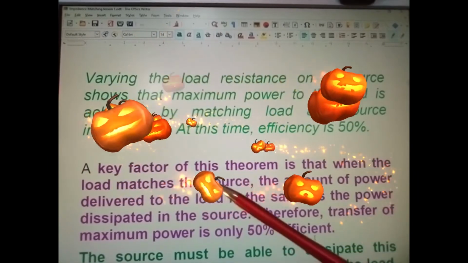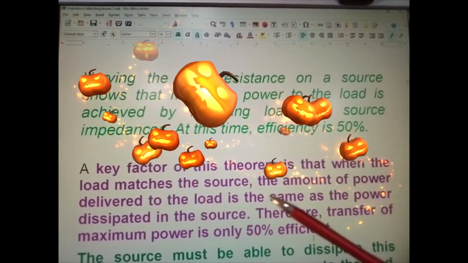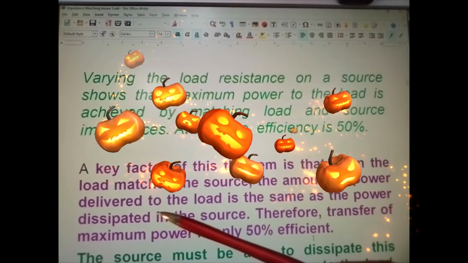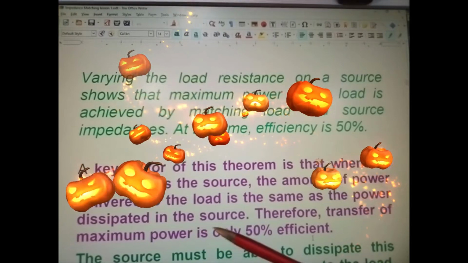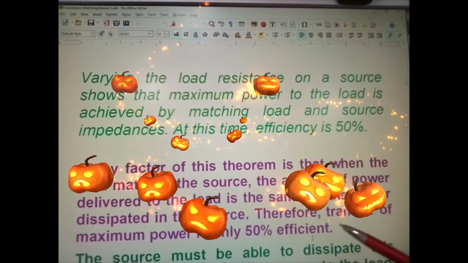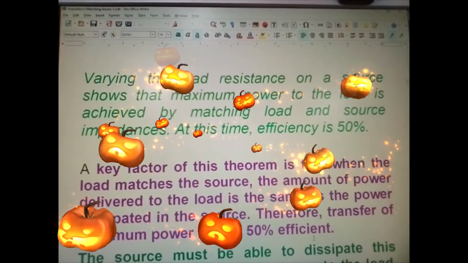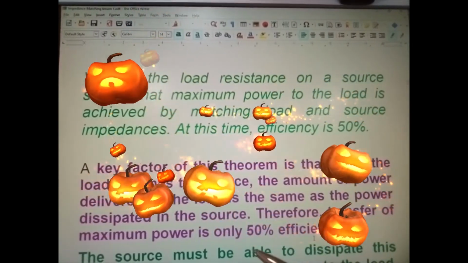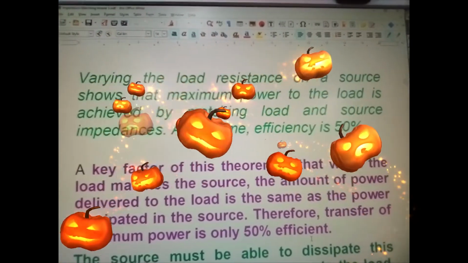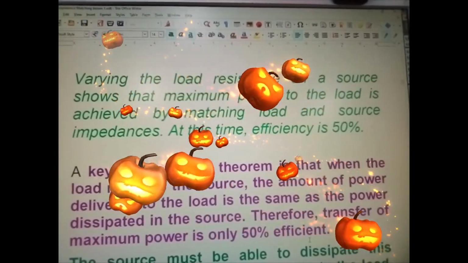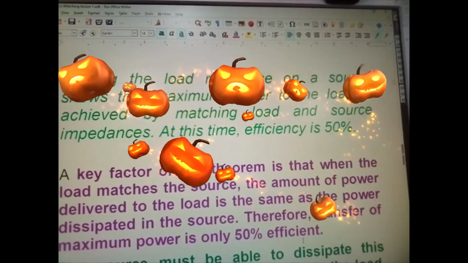A key factor of this theorem is that when the load matches the source, the amount of power delivered to the load is the same as the power dissipated in the source. Therefore, transfer of maximum power is only 50% efficient. So here you can see that the reason why we have 50% efficiency is because half the power is being dissipated in the source internal resistance.